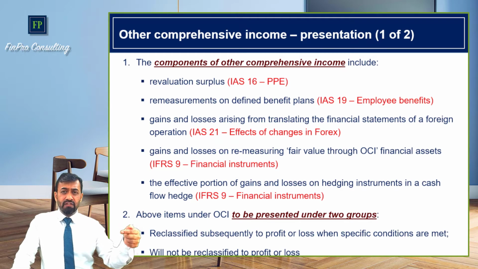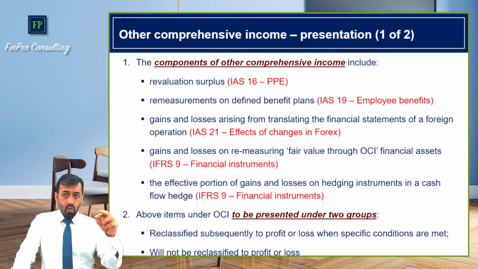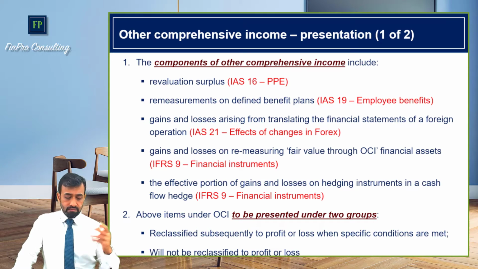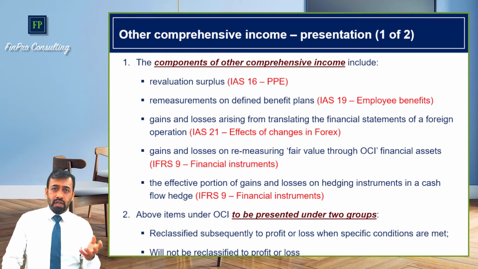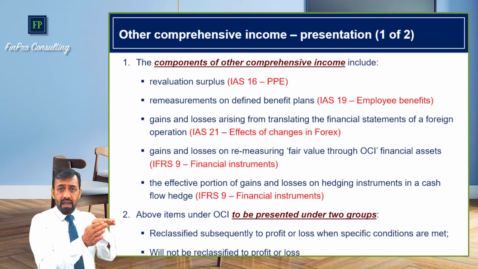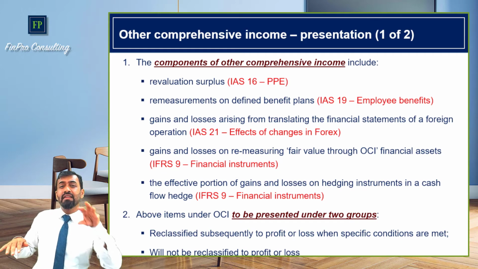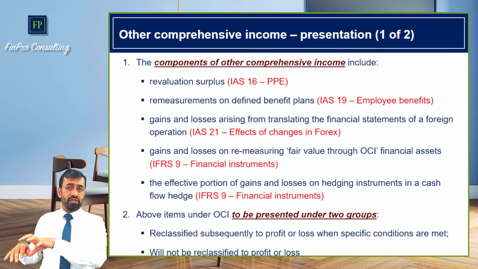One is reclassified subsequently through P&L. Out of these 5 items, you'll have to make two groups. These items will be reclassified through P&L and these will not be reclassified through P&L. Now this is a little bit confusing again, but let's first understand: you have understood the concept of OCI, and then we'll move on to the second concept here, how to present this in the statement of other comprehensive income.